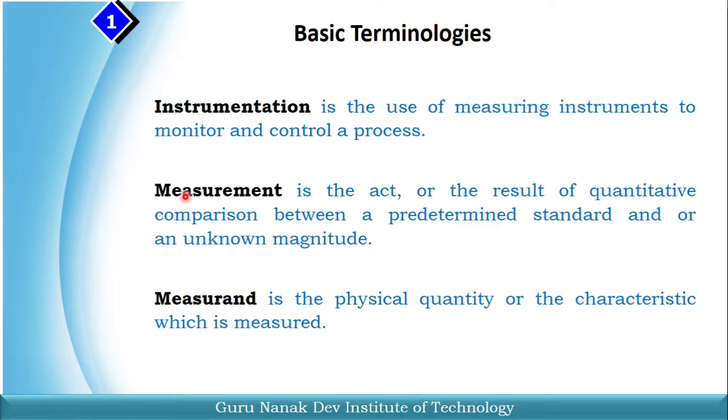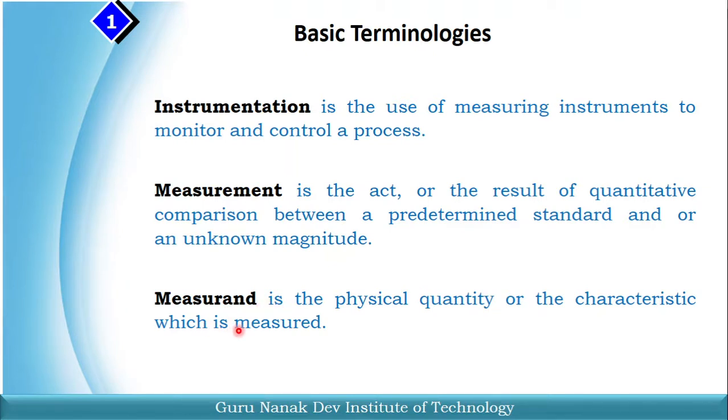The first one is instrumentation. Instrumentation is the use of measuring instrument to monitor and control a process. So we have to use some instrument to measure the unknown quantity to control a process. The second one is the measurement. Measurement is the act or the result of quantitative comparison between a predetermined standard and an unknown magnitude. Next is measurand. Measurand is the physical quantity or the characteristic which is measured.